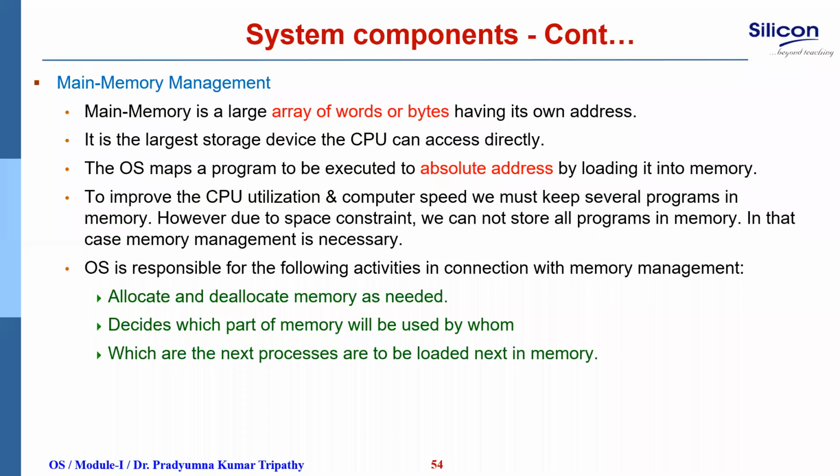It also decides which processes are to be loaded next into the memory. I have 5 programs over here, 2 programs finished, so some more programs will come into the memory. That will be decided by the memory management of the operating system: which program will be loaded next to the main memory. Right? So this is the function of memory management. So first one is process management, and now you have main memory management.